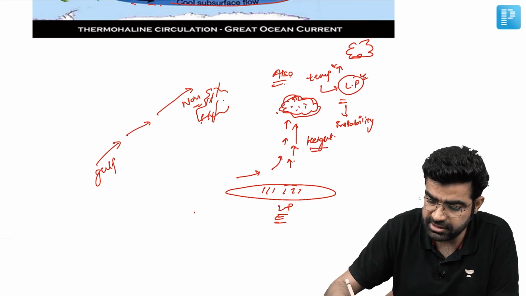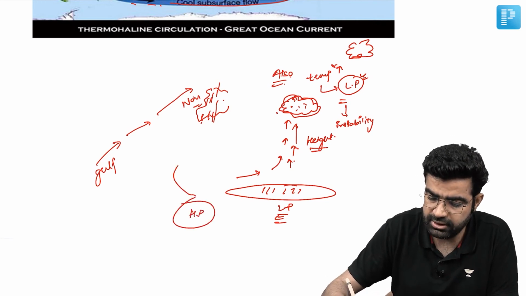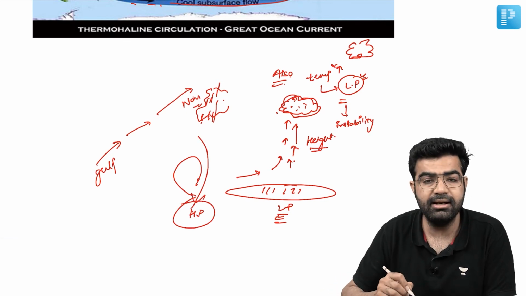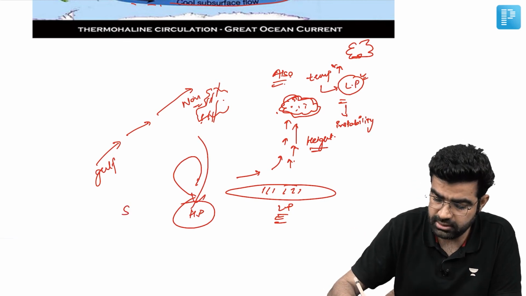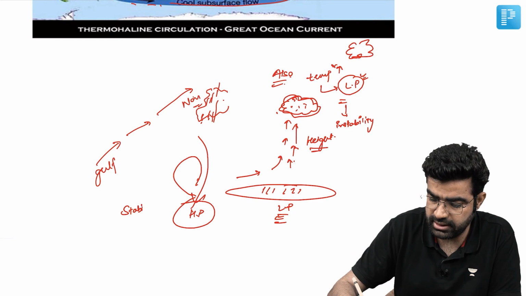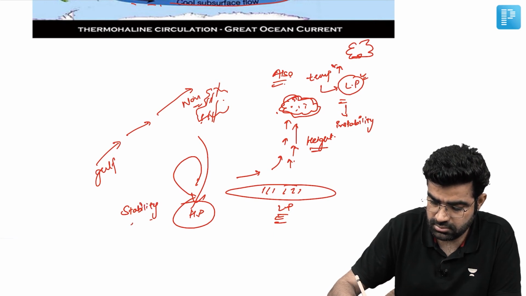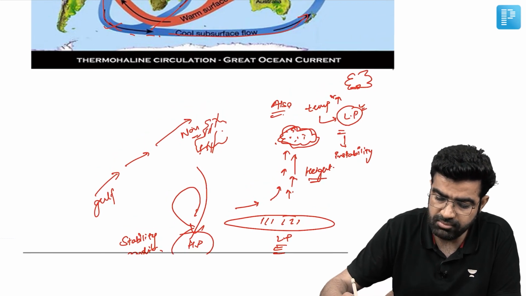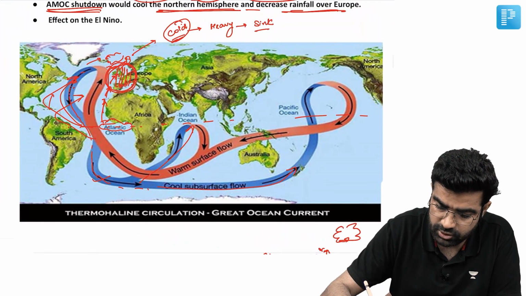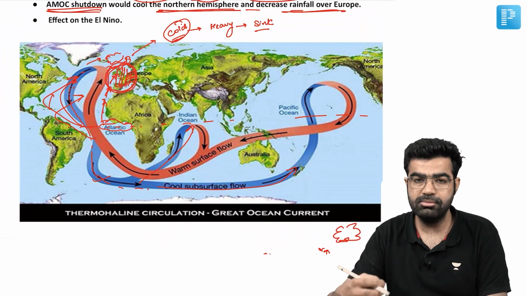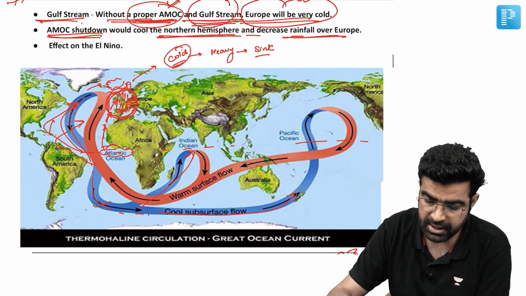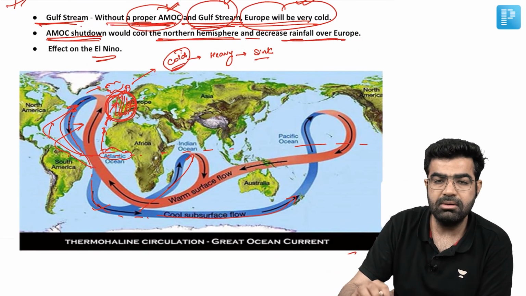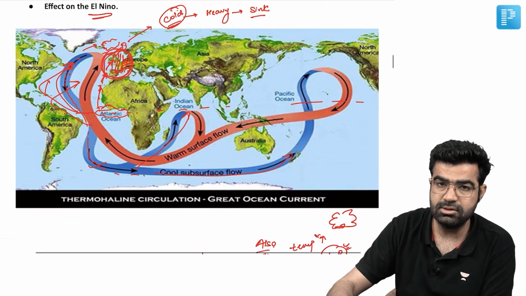If high pressure conditions are there, air will not rise, air will sink here, and this is the reason why this is known as stability conditions over these high pressure areas. So if this warm water is absent over here, the rainfall possibility will also decrease. Now it will also have some impacts on El Nino, this is also sure.